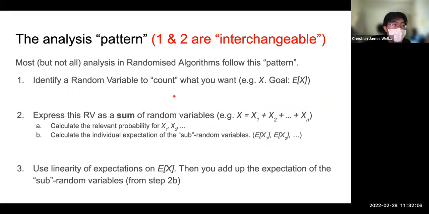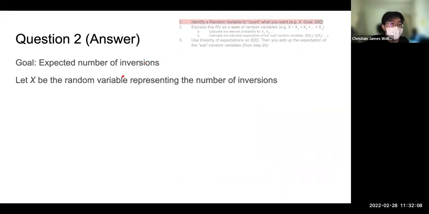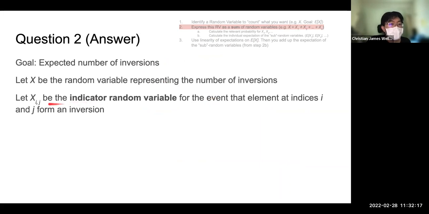Remember that. So recall, our goal is to find the expected number of inversions. We identify what we want to do. So X is the random variable representing the number of inversions. We let Xij be the indicator random variable for whether the elements at index i and j form an inversion. So now we describe the indicator random variable as a pair of indices, and we want to sum it over all pairs of i and j.